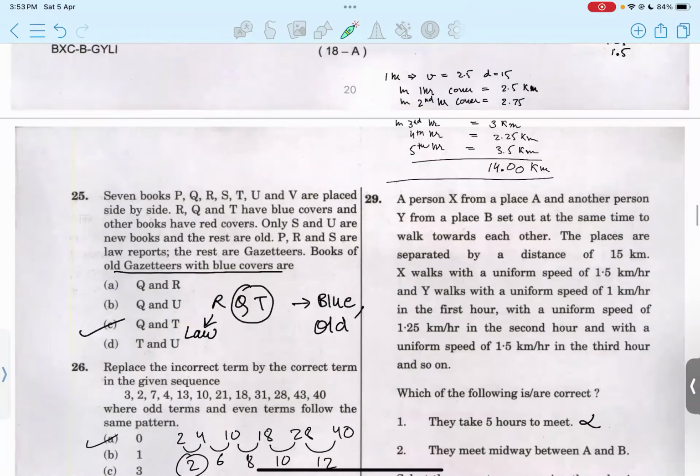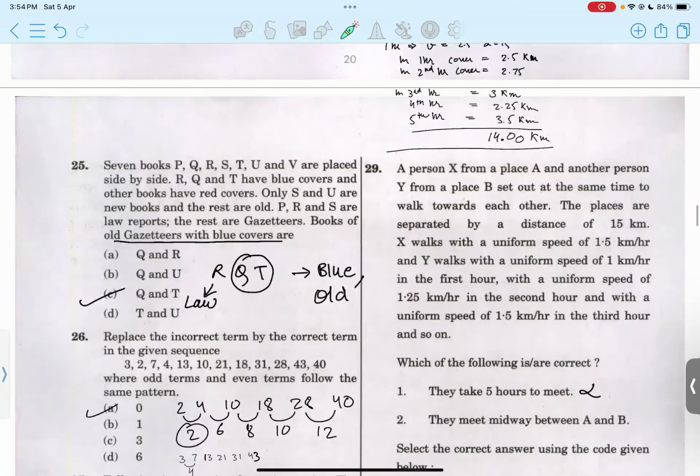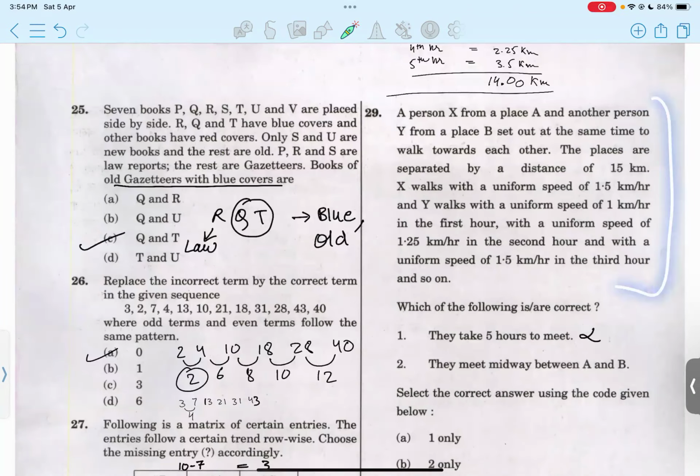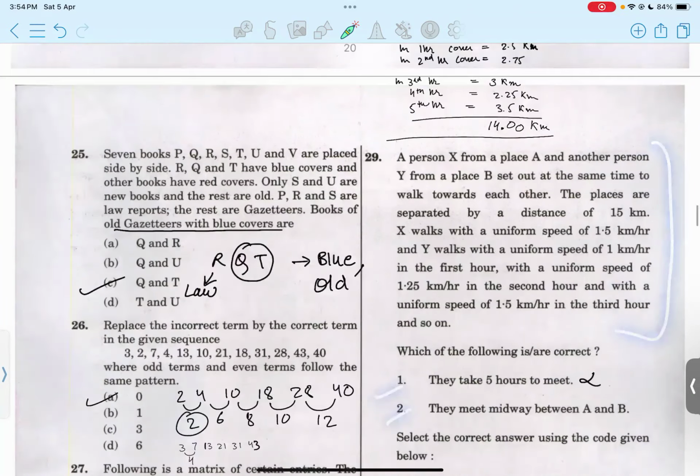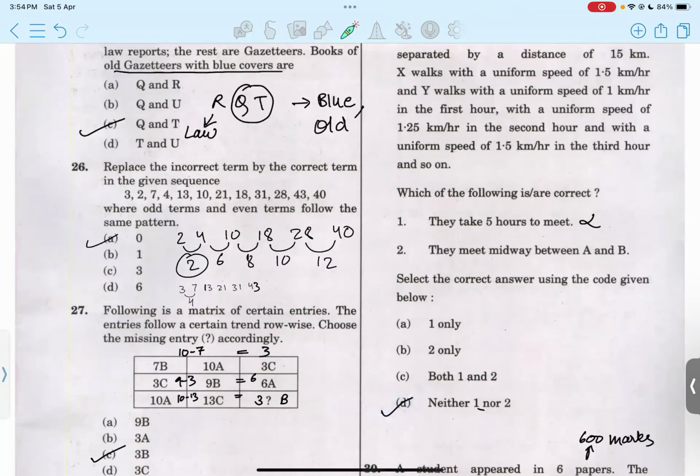Yes, then question 29. In this case, again, we are given this situation. The two places A and B are 15 kilometers apart, two persons X and Y are moving towards each other, and the speed of X is uniform, whereas in the case of Y, it is increasing by 0.25 every 1 hour. So we have to identify, out of the given conditions, whether these two statements are valid or not. According to me, both are incorrect.